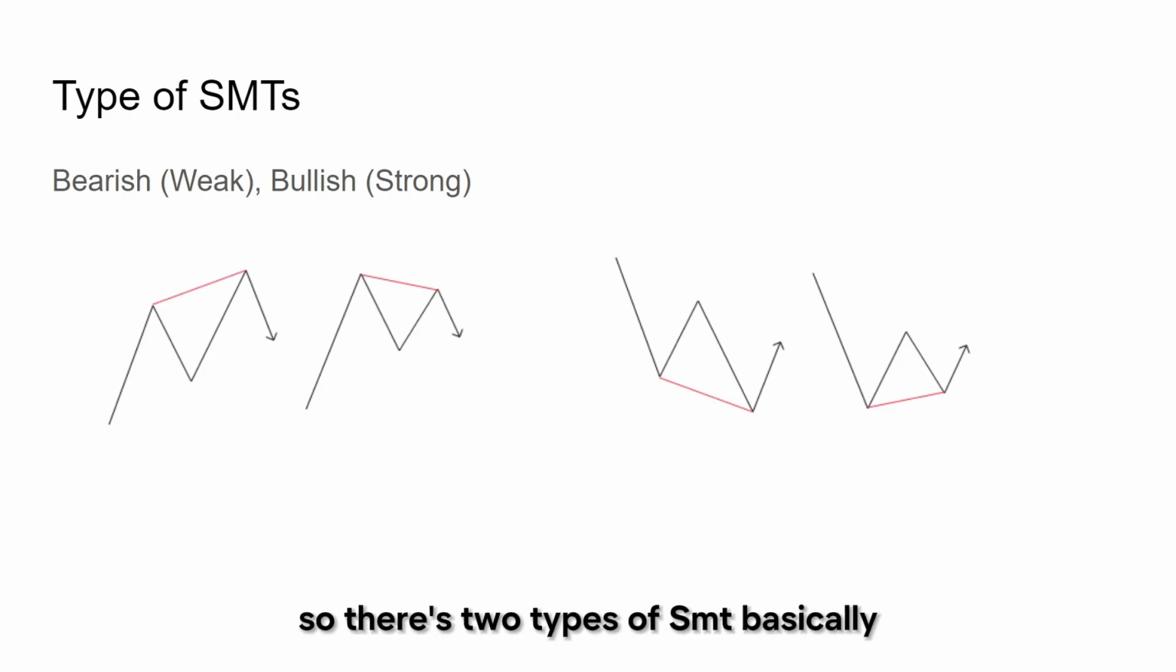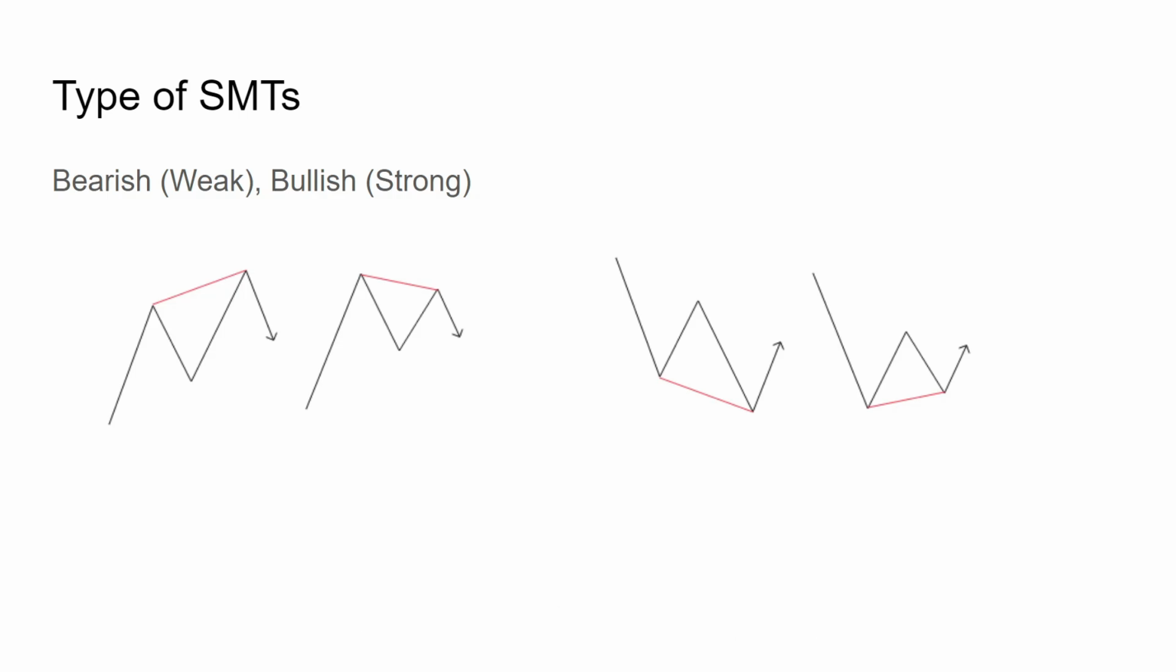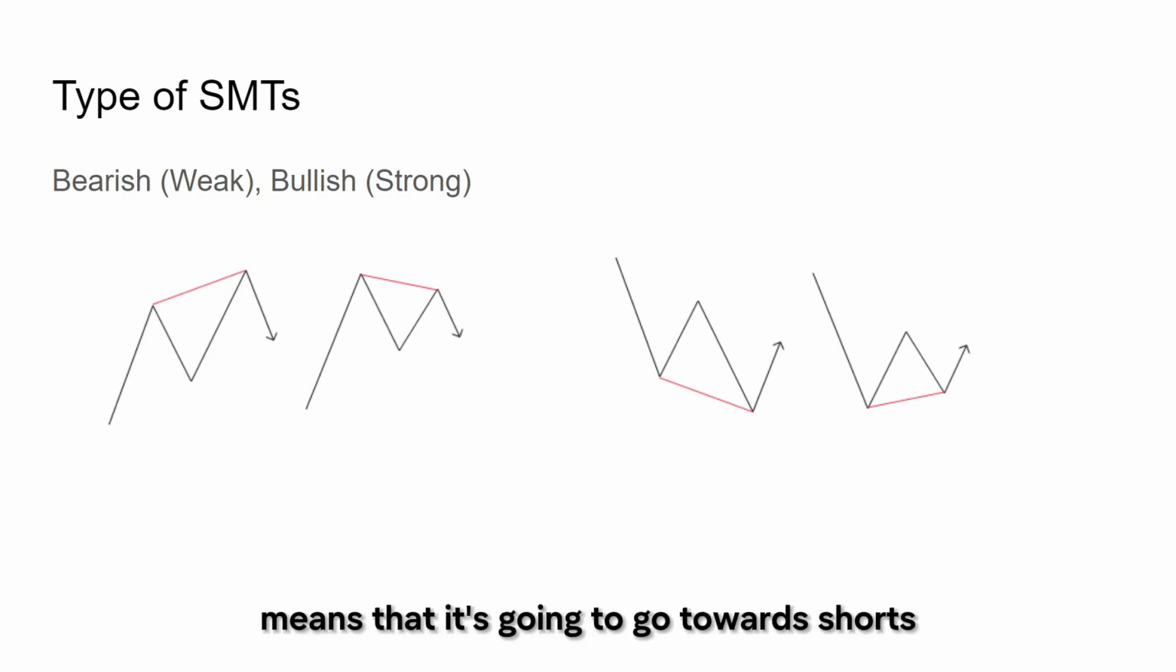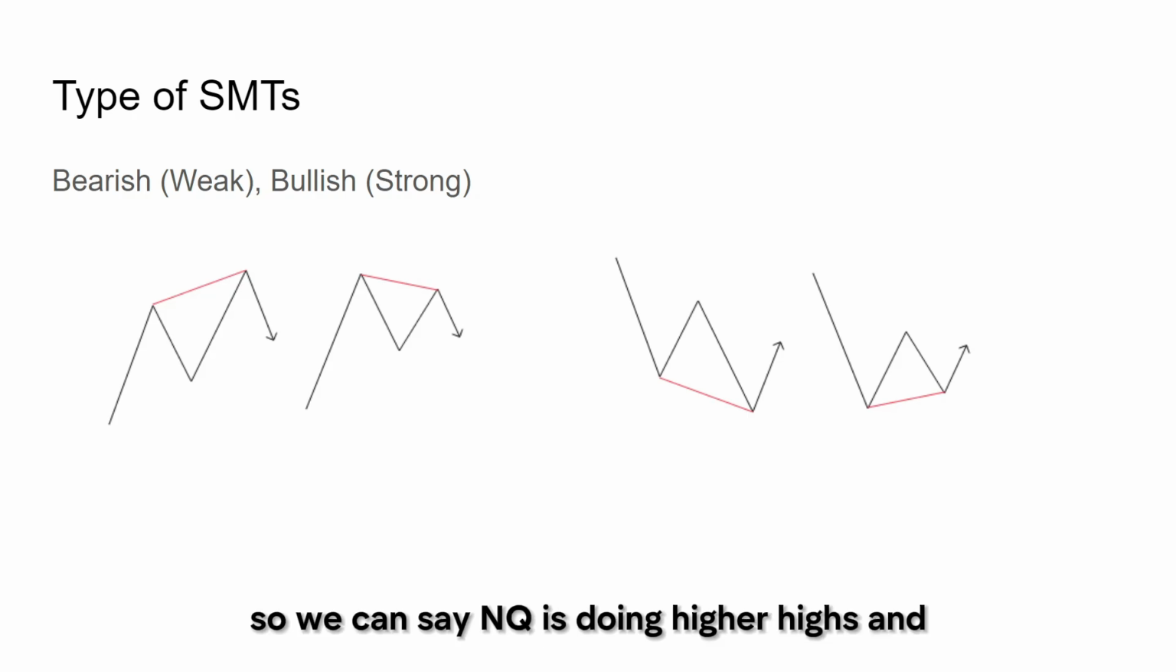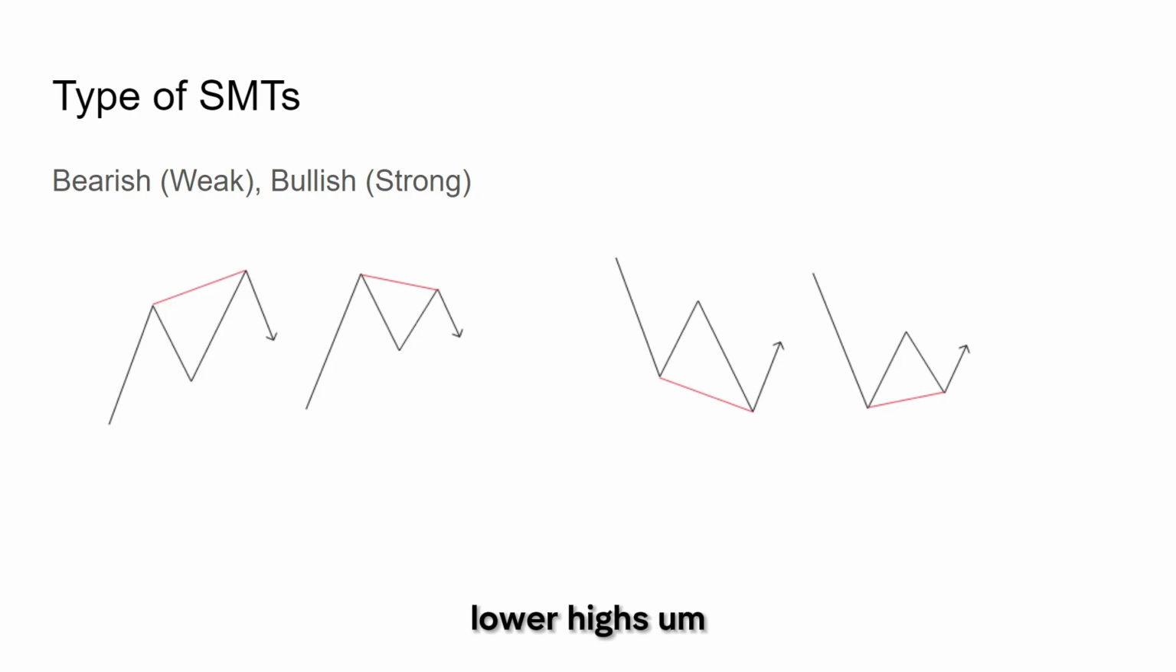So there's two types of SMT basically. There's bearish and bullish SMT. So one SMT basically means that it's going to go towards shorts and the other one is going to change your bias towards buys, right? So on the left, we have the bearish ones. As you can see, one pair took the high, one pair is doing higher highs and the other pair is doing higher lows. So we can say NQ is doing higher highs and ES would be doing lower highs.